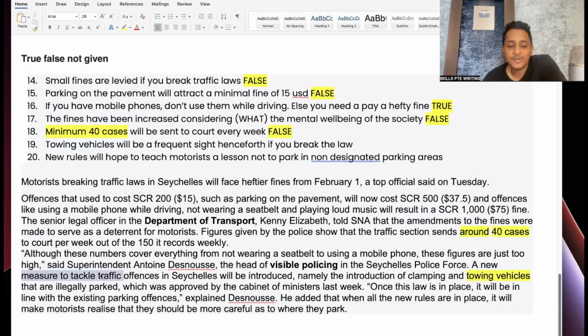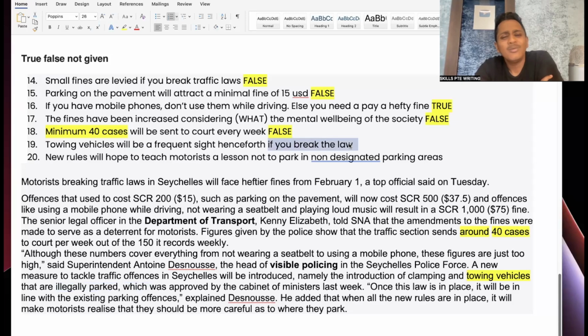A new measure to tackle traffic offences in Seychelles will be introduced, mainly the clamping and towing of vehicles, which was approved by once this law is in place. It will be in line with the existing law. That's it. Towing vehicle is going to happen for illegally parked cars. Means towing vehicles will be a frequent sight henceforth. If you break the law, they will tow your vehicle.